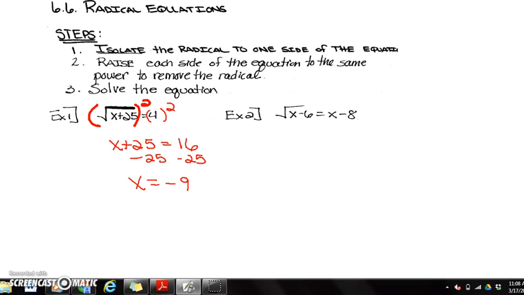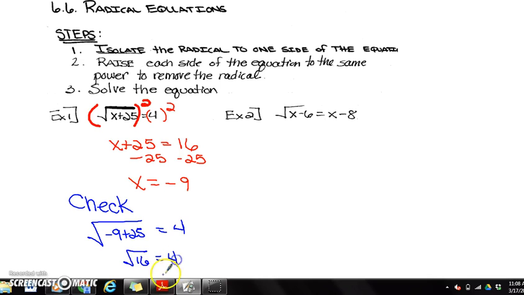Just for funsies, we're going to check it. See if we're right. We plug in the negative 9. Negative 9 plus 25 equals 4. So the square root of 16 equals 4. So 4 equals 4. It's true.